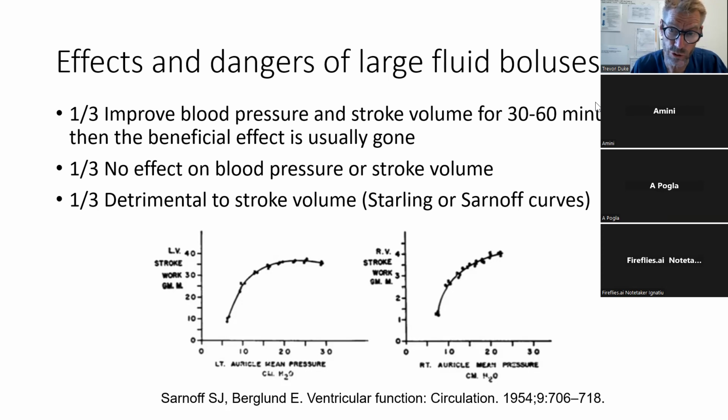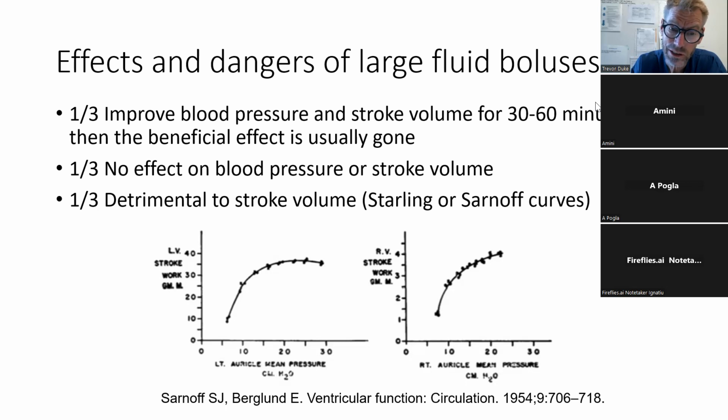About a third got no benefit on their blood pressure or their stroke volume. And for about a third, it was detrimental to their stroke volume and their blood pressure. And this all relates, I wanted to explain why that is, because it's like a pathophysiology question that you might get asked in the Part 1 examination.